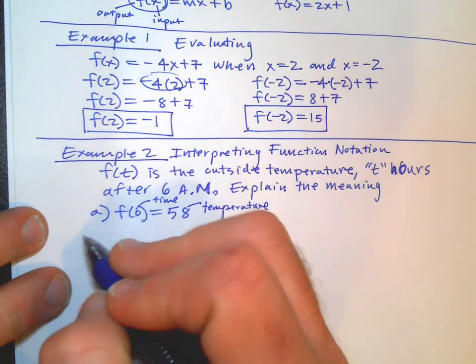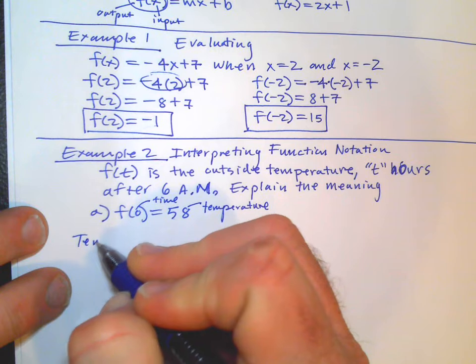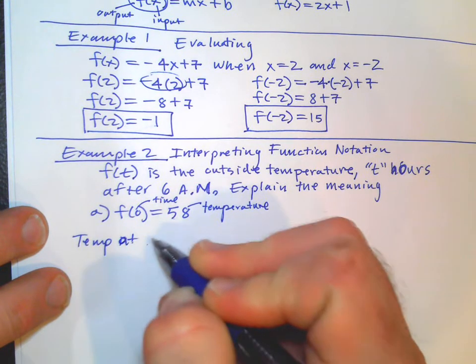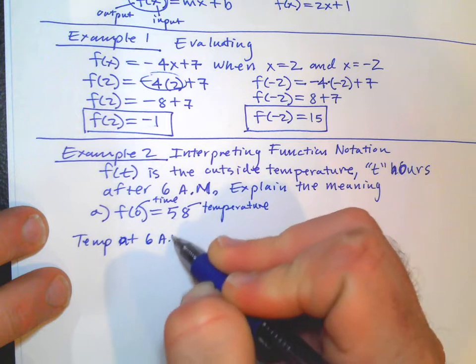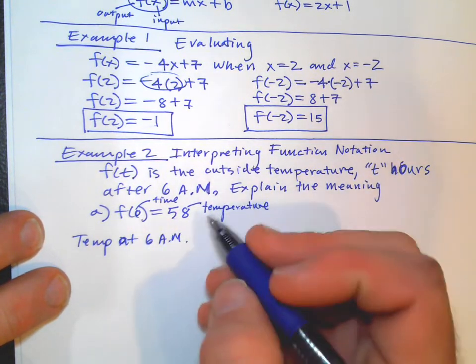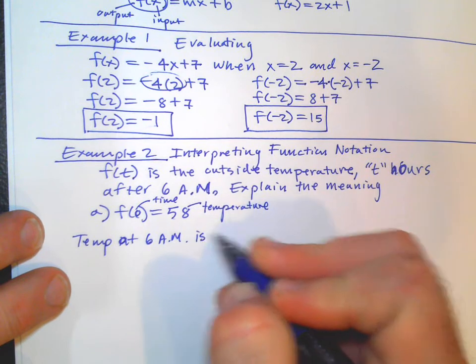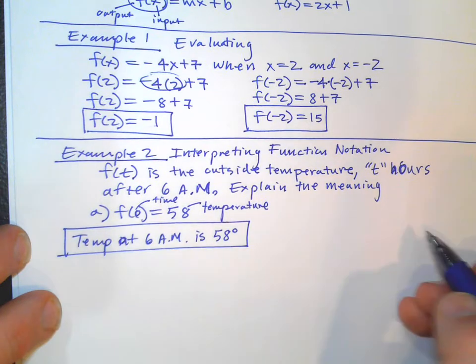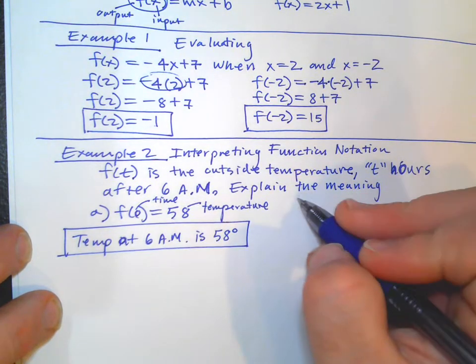So the way we would say this is we're going to write a little sentence. Temp at 6 a.m. Now, I know it's 6 a.m. because 0 times since 6 a.m. So the temp at 6 a.m. is 58 degrees. So that's the interpretation of what they gave us.